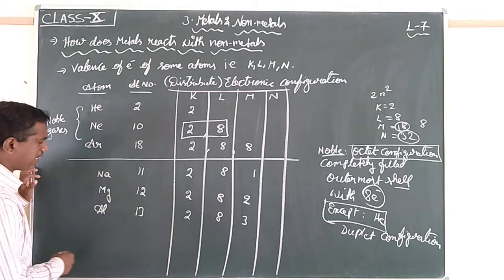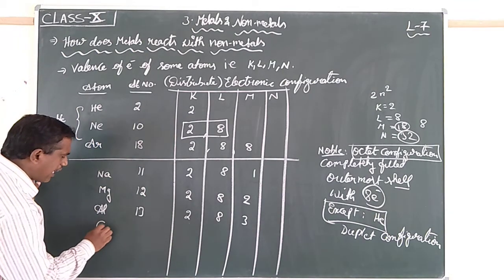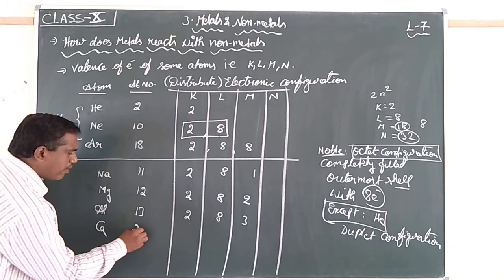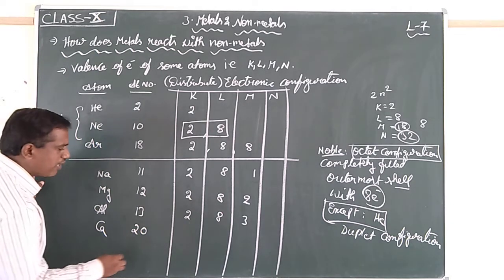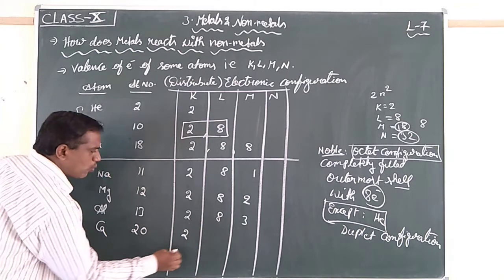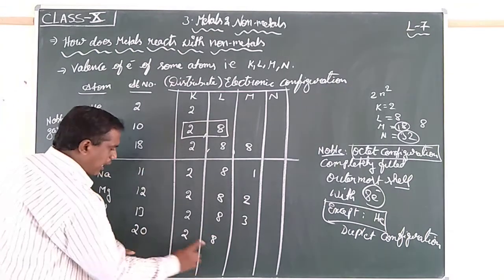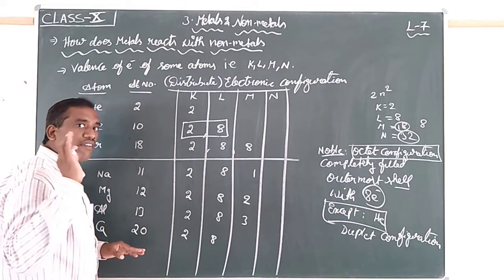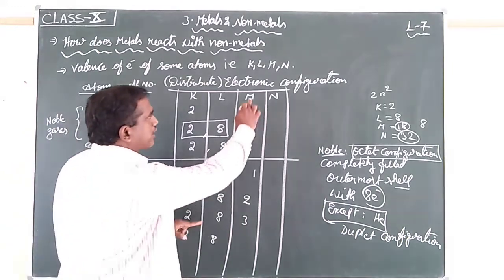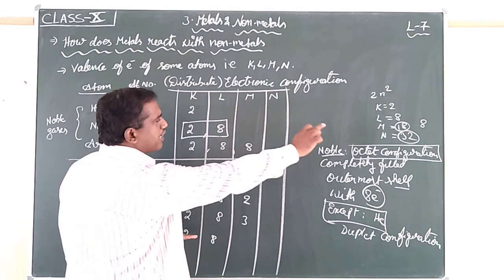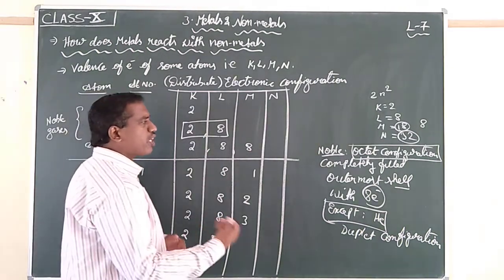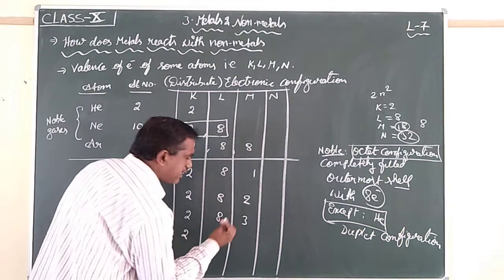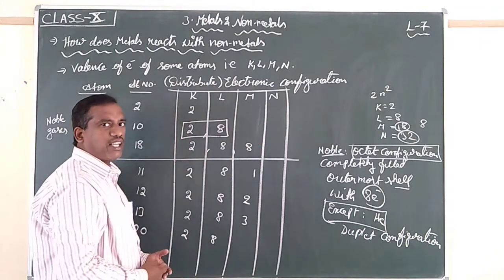We are taking some other metals like calcium. What is the atomic number of calcium? 20. Shall we write 2, 8. Up to here, how many electrons are completed? 10 are completed. Still we are having 10 more electrons. What is the capacity of M? 18. Some children will write here directly the 10 because its capacity is 18.